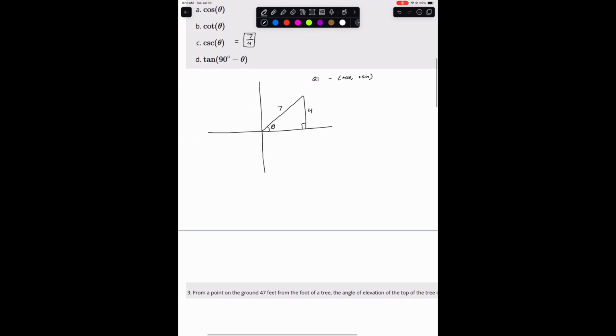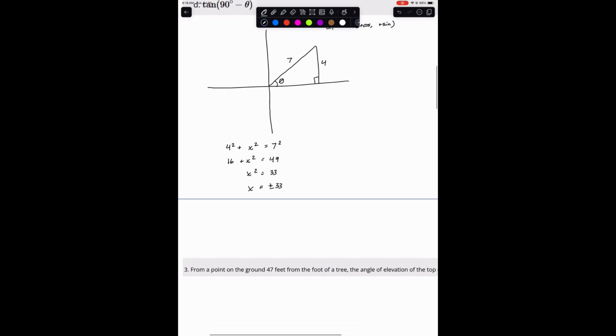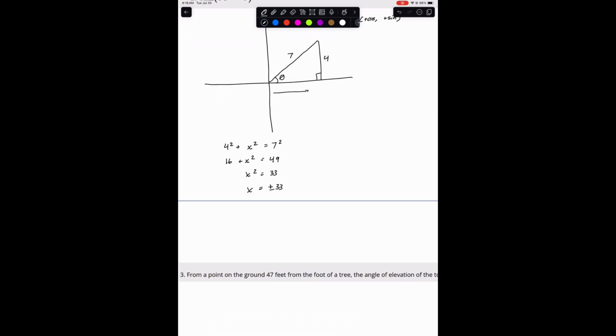Using the Pythagorean theorem, we can solve for the missing side. So 4 squared plus x squared equals 7 squared. 16 plus x squared equals 49. x squared equals 33. x equals plus or minus root 33. And the question is, are we going plus root 33 or negative root 33?